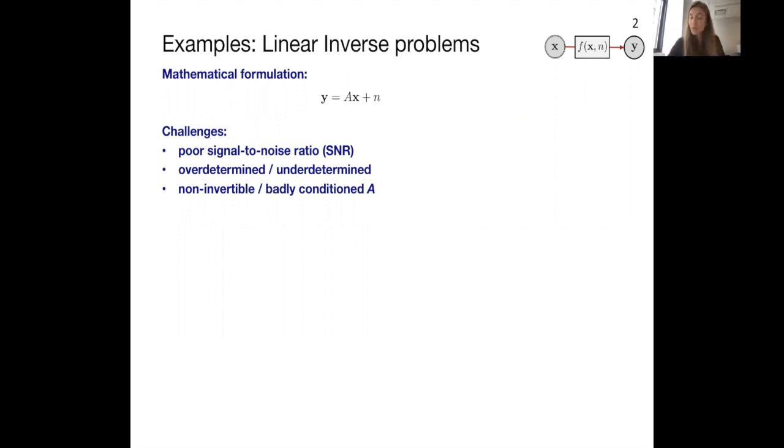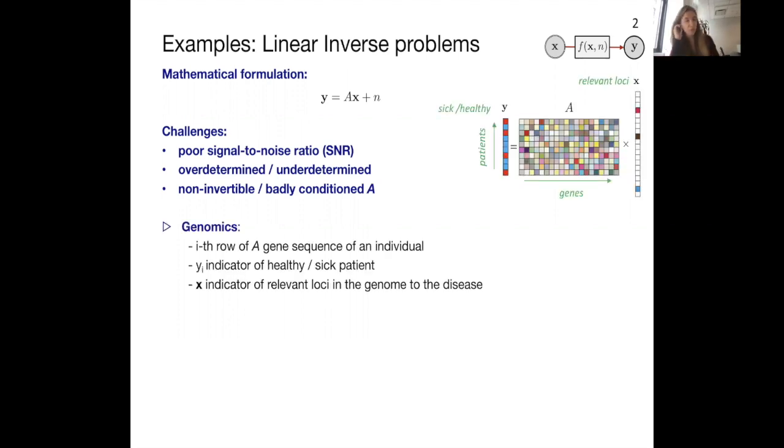To give you concrete examples of this linear inverse problem, I can think, for example, of an example in genomics, where y is a vector that stands for patients being either sick or healthy. Then the matrix A will have as its rows the genome of all of those patients. And we are trying to recover a vector x that will indicate which genes have some relevance in predicting the sickness of the patient. So that's one possible example.